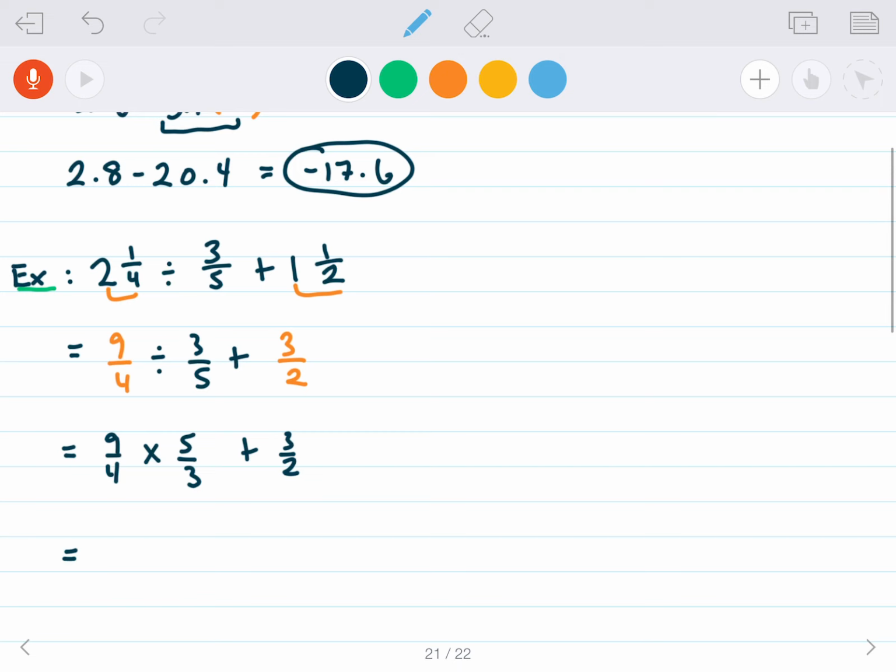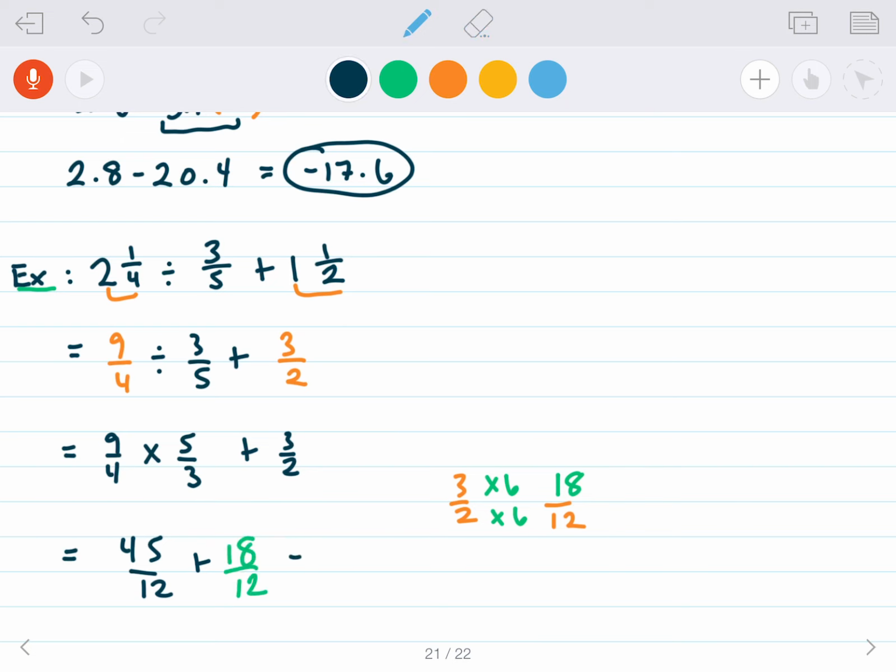Multiplying straight across, I get 45 over 12 plus 3 over 2. And I notice that I can change 2 into 12. So that's what I'm going to do. I'm going to change the 3/2 to have a 12 in the denominator. And I have to multiply by 6 to get that down there. So I do the same thing at the top, and I get that 3/2 is equivalent to 18/12. So I'll replace that here.